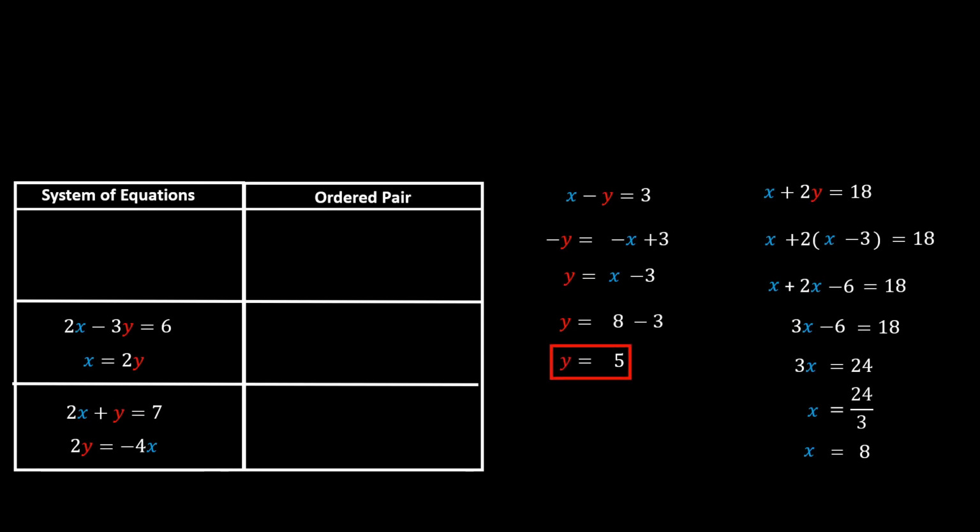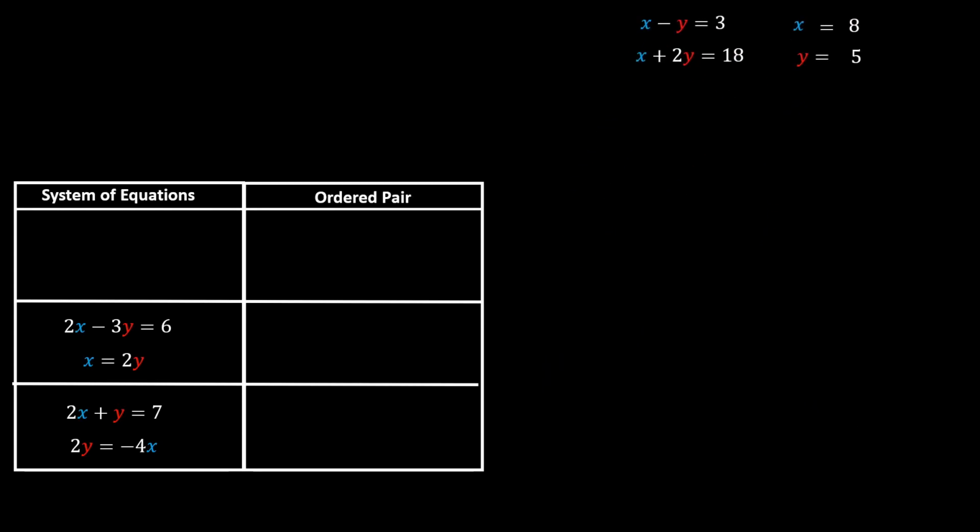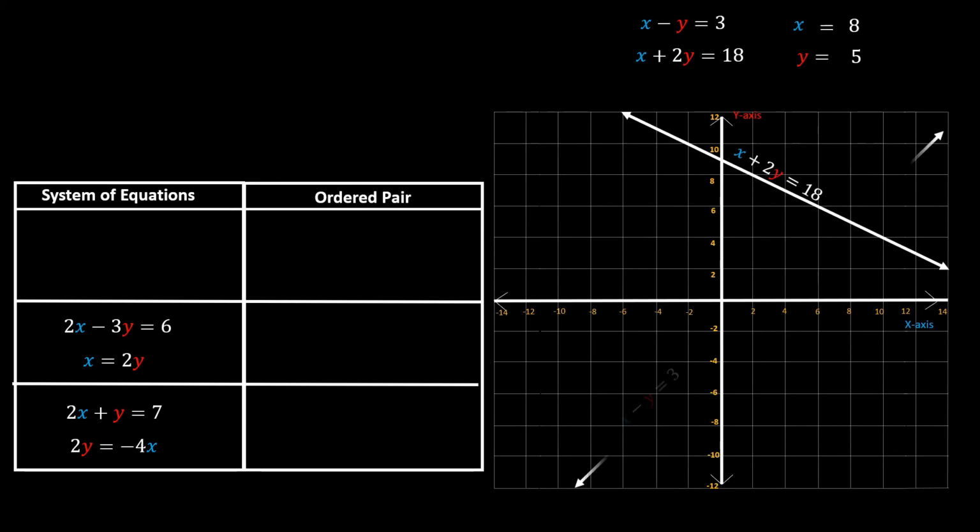So now we know that the point of intersection happens at (8, 5). So if we plot the two equations, we can see that the point of intersection happens at (8, 5). Exactly what we solved for.